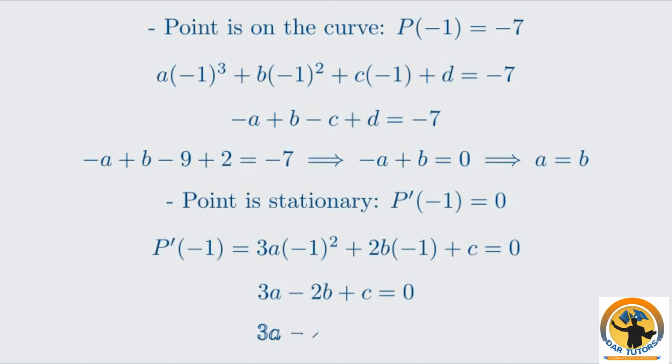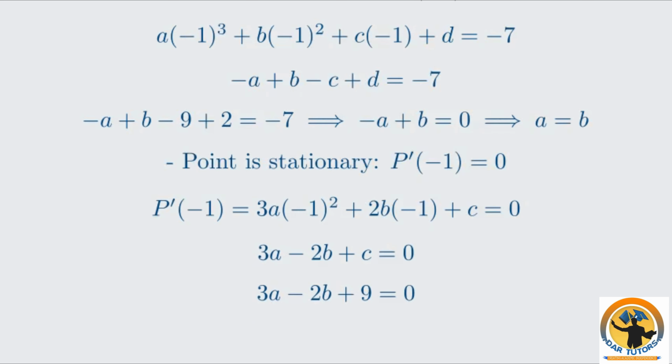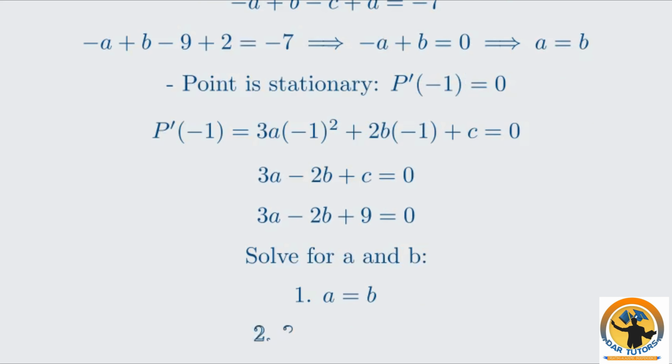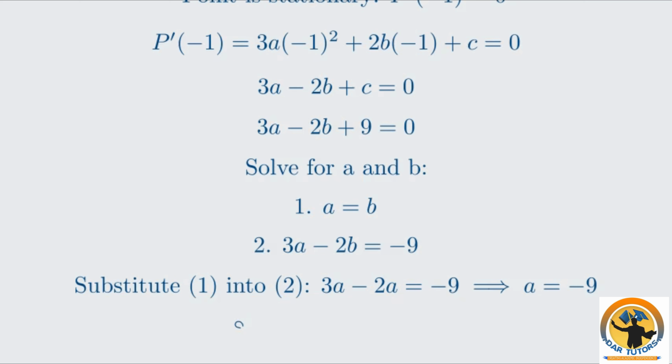P prime of -1 equals 0. Substituting x equals -1 into the derivative gives 3a minus 2b plus c equals 0. We know c is 9, so 3a minus 2b plus 9 equals 0. We now have a system of 2 equations with 2 unknowns: a equals b, and 3a minus 2b equals -9.